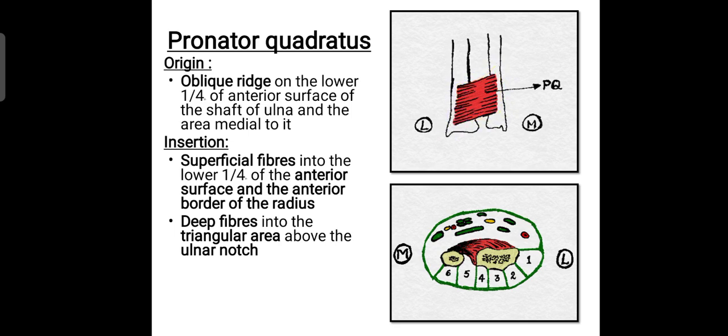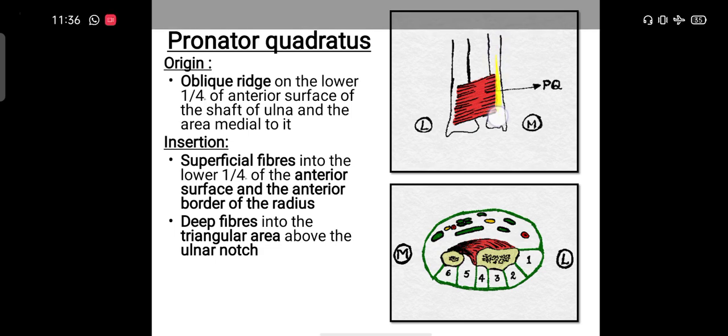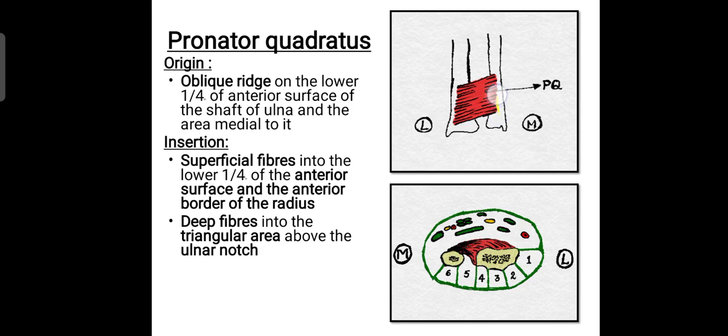And the origin of pronator quadratus is from the oblique ridge on the lower 1/4 of anterior surface of shaft of the ulna and the area medial to it. So this is the ulna here, you can see the medial bone. So from the lower part of the anterior surface of the shaft of the ulna and the area medial to it will give origin for the fibers of the pronator quadratus.